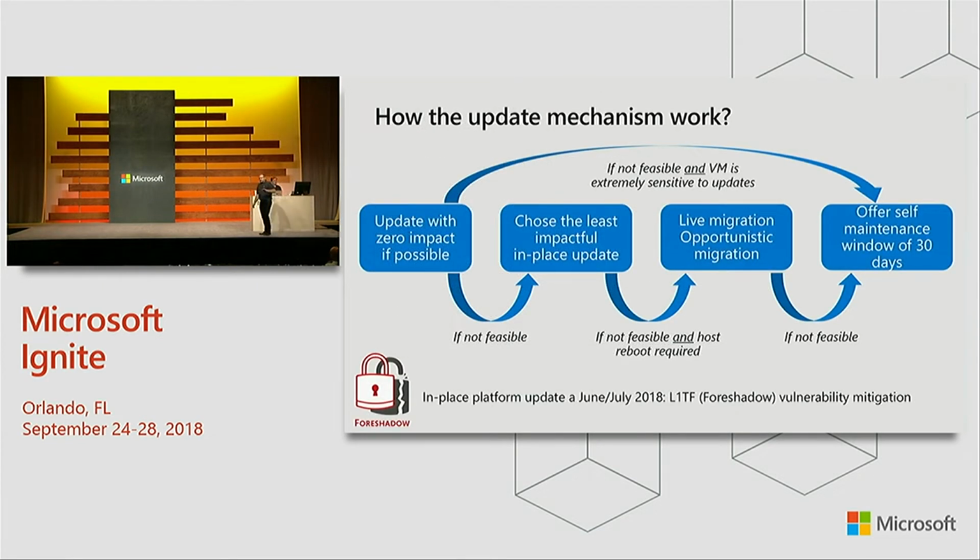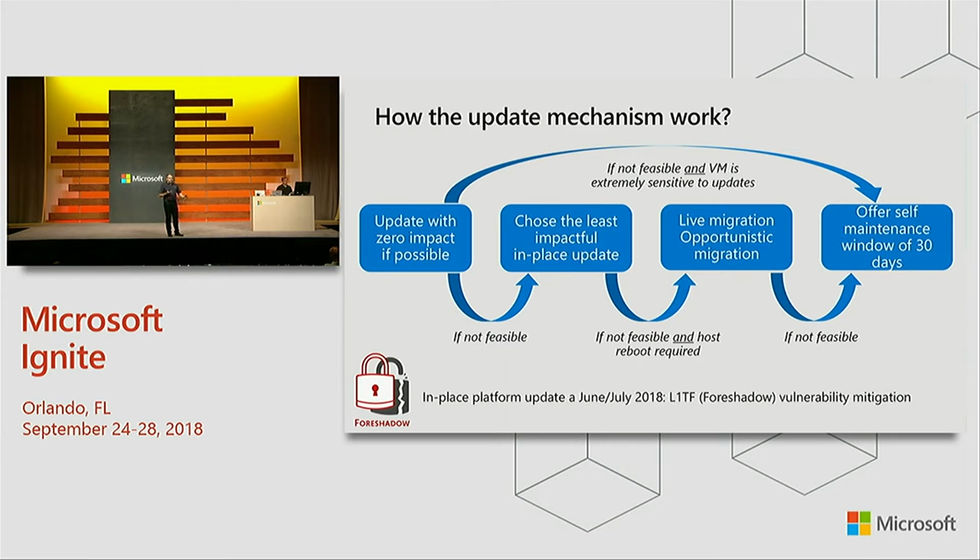So how do the update mechanisms work? I'll start first from the planned maintenance. We just talked about maintenance. Let's double click on this. What we are doing in our platform, we are attempting to update everything with really 0 impact. And there's a huge amount of mechanisms we have to update the platform with 0 impact. In some cases, it's not possible. We will attempt to implement in-place migration, in-place update when it's possible.